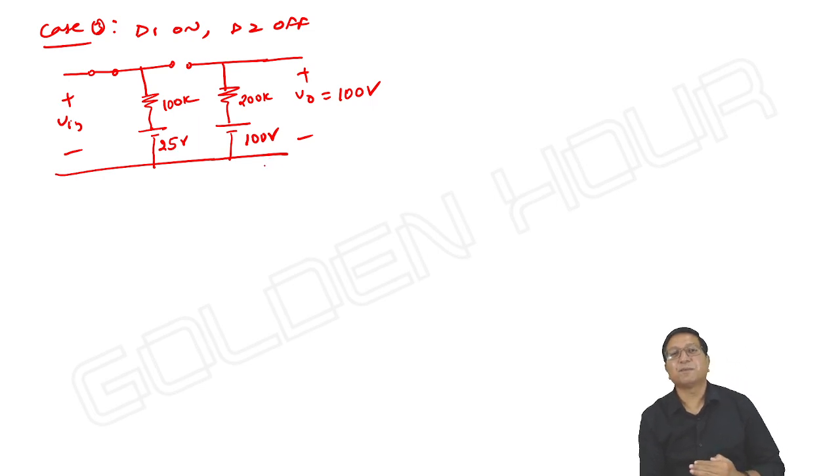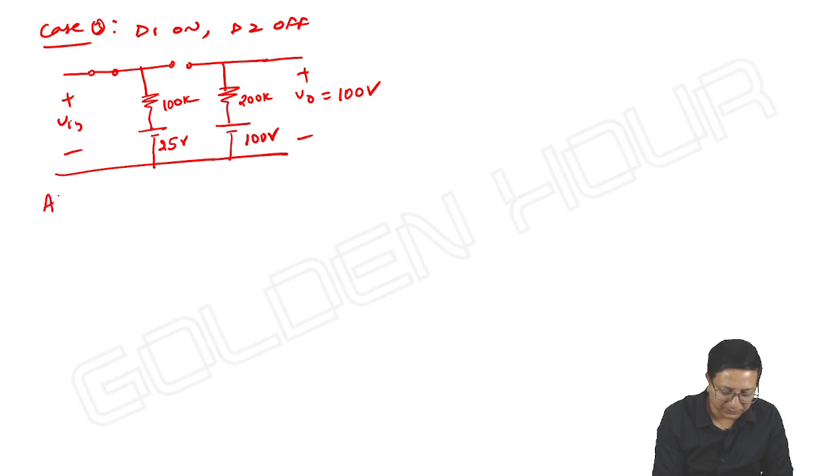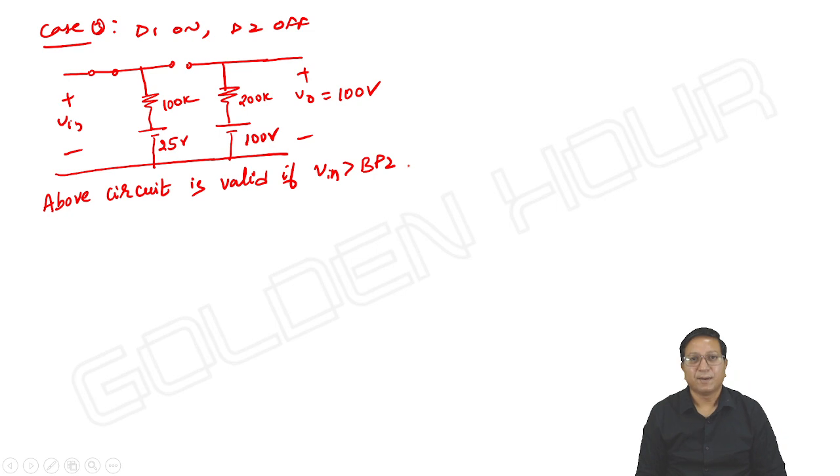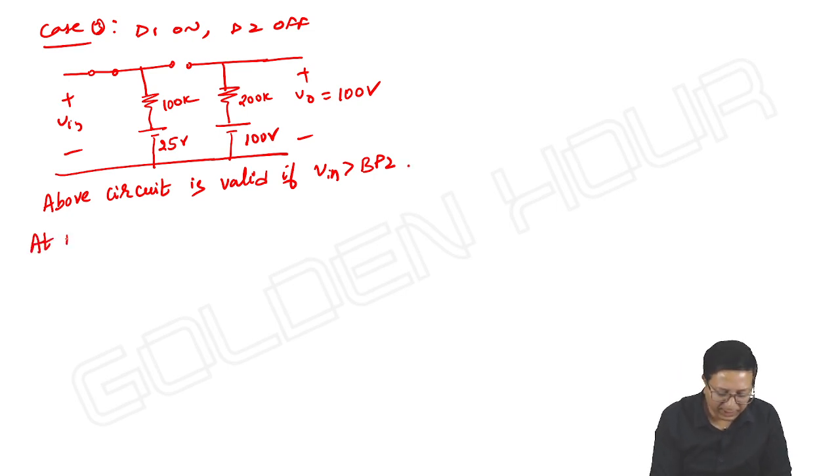This is true for input greater than breakpoint 2. Input is greater than breakpoint 2. I'm not writing the exact value as 100. We have to check it. Now at breakpoint 1, output is equal to 50. Also output is equal to input, meaning 100%.